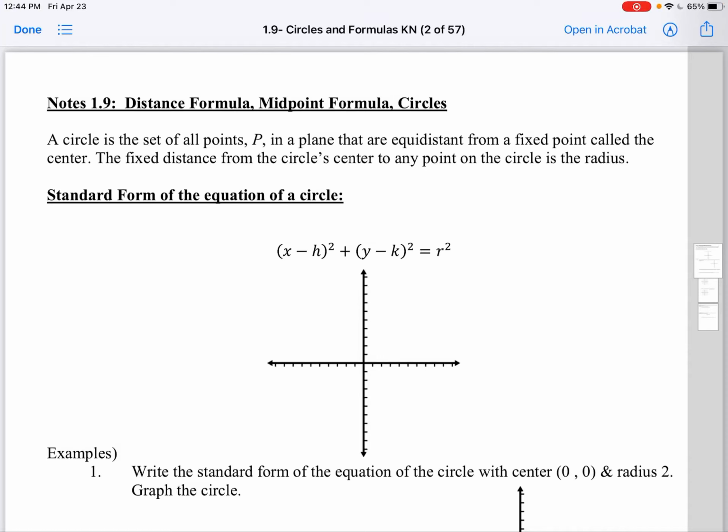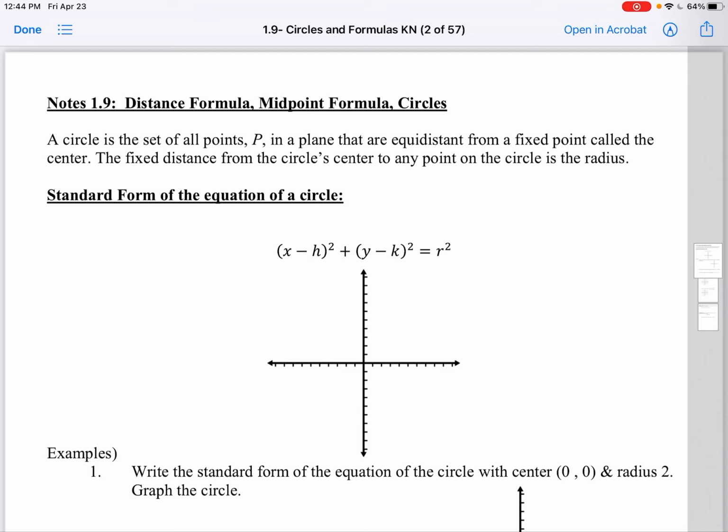Hi everyone. Today we're going to be talking about circles as well as ellipses. But to get started, we're going to go ahead with 1.9, which is talking about circles, also using the distance formula as well as the midpoint formula. Both those formulas are going to be something you will need to have memorized for your exam.